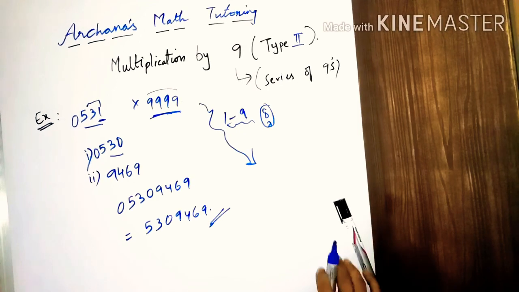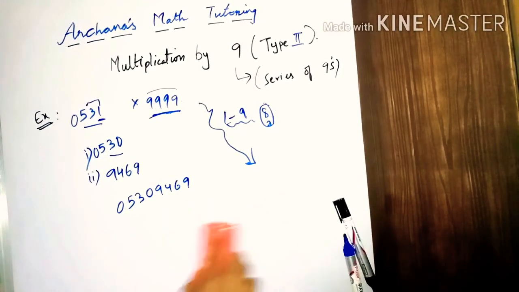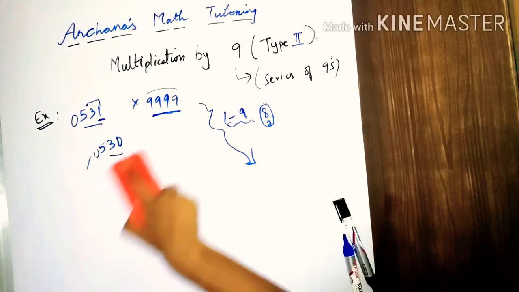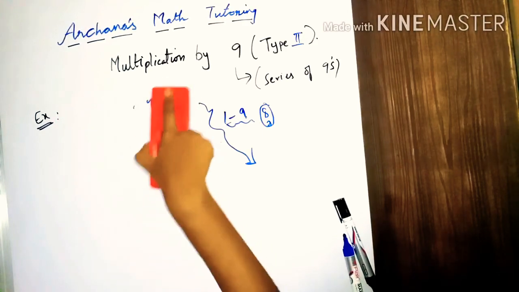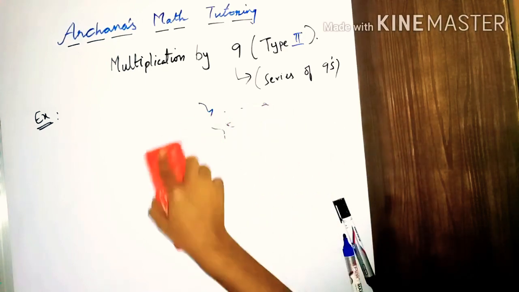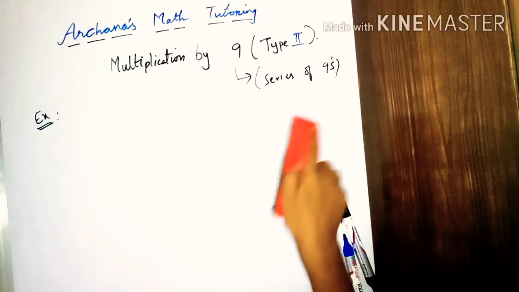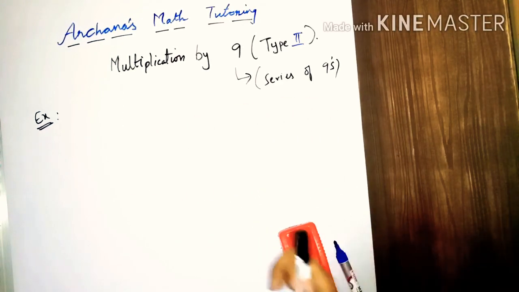So I will give you a few problems. Now I will be giving you a few problems. You need to differentiate whether they belong to type 1 or type 2 and solve them, and please give the answers in the comment box so that I will verify and check whether you have learned this properly or not, or else you can simply check it on your calculator, and do let me know if you are able to understand the videos or not.